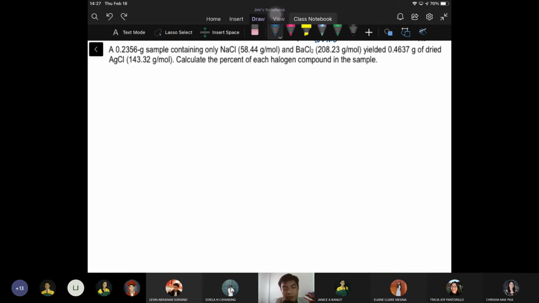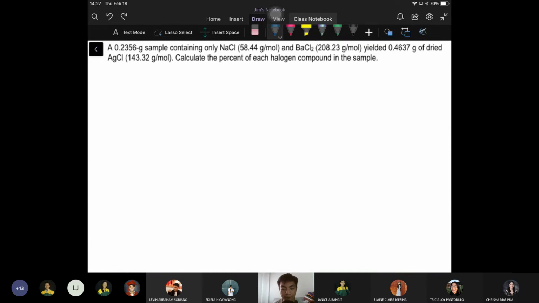Okay. So itong problem na to, this will involve linear equations. So chill muna tayo. Mag-ready na. Sagutan na natin. So let's answer number 2. Ito yung hard mode question. A 0.2356 gram sample containing only sodium chloride and barium chloride yielded 0.4637 grams of dried AgCl. Calculate the percent of each halogen compound in the sample. Ayun na. Ang bilis ng tanong, no? Pero yung solution dito sobrang haba.